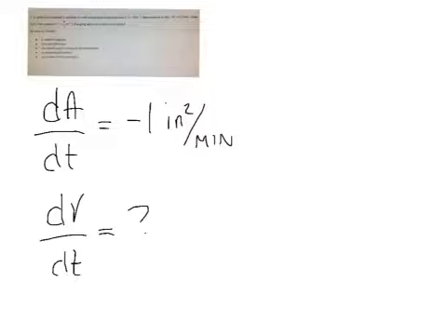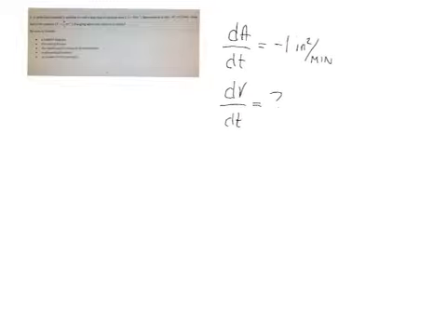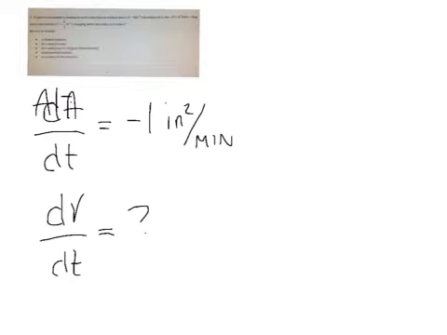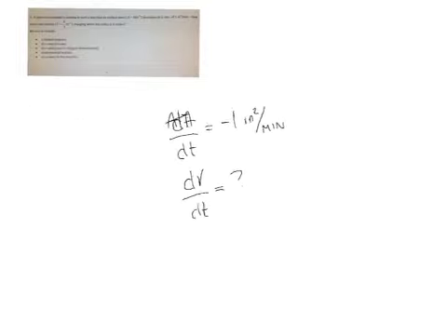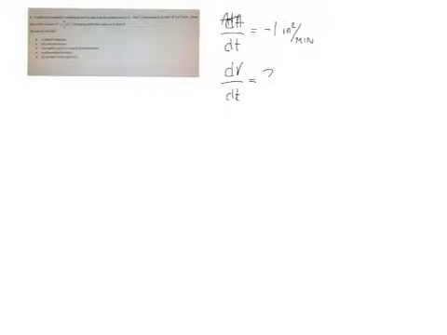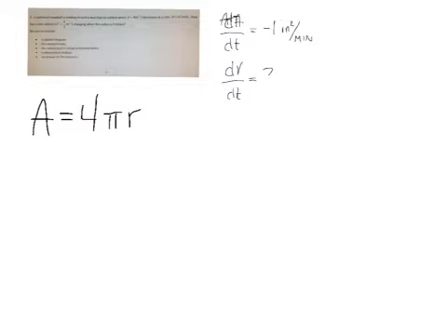So, let's move these aside. This is going to give us the idea of what we want and what we have. And let's write a couple equations. They're actually the ones that are written up here. Area is 4 pi r squared. And volume is 4/3 pi r cubed.